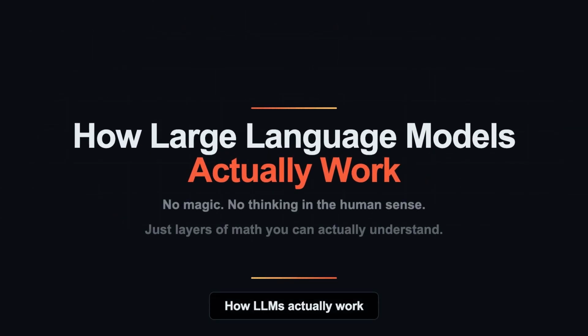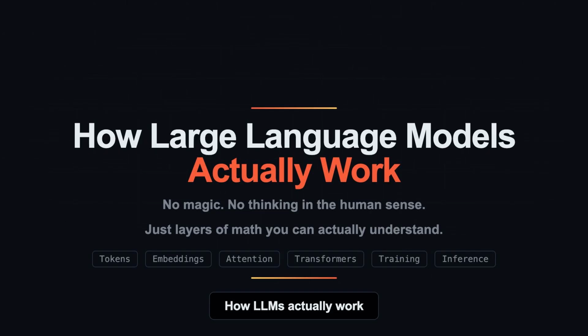Everyone uses large language models. Almost nobody can say what happens between your prompt and the answer. There is no magic here and no thinking in the human sense. It is a stack of math you can actually understand. Over the next 10 minutes, we go from raw text to a working model one layer at a time.